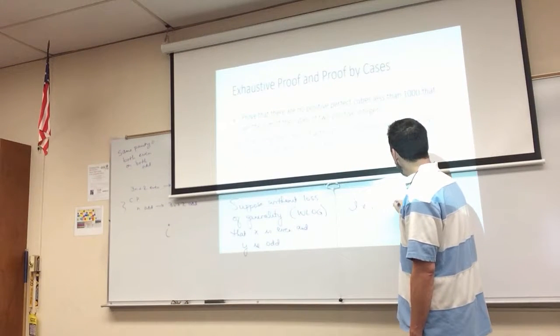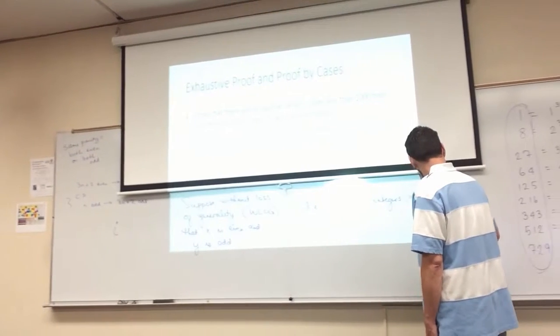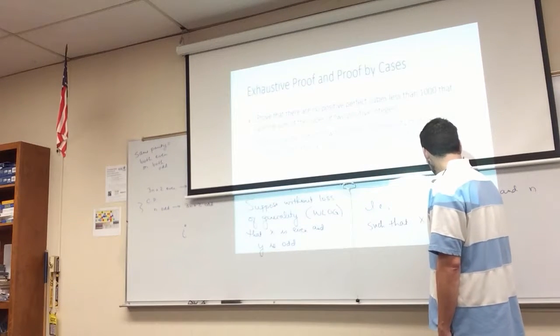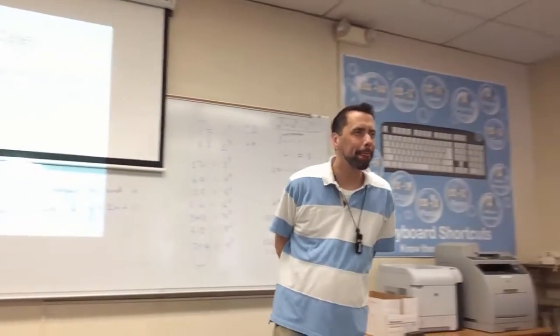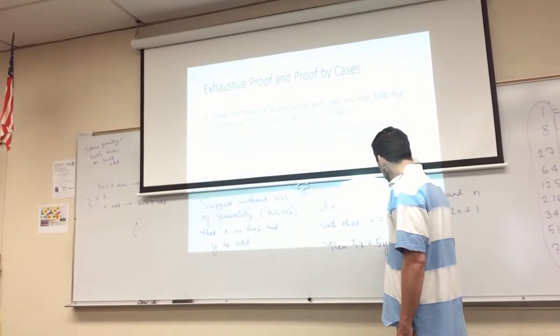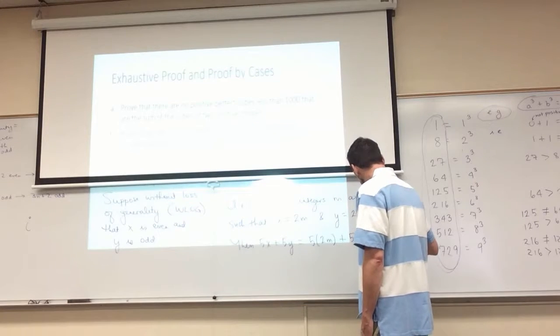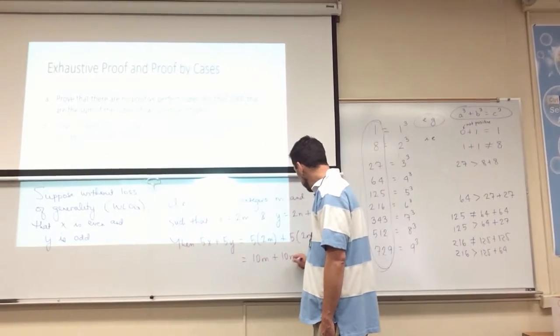Okay, there are integers, and I have to use two different ones. There are integers, let's call them m and n, such that x is equal to, x is even, right, 2m, and y is equal to 2n plus 1. Right? Then 5x plus 5y is equal to 5 times 2m plus 5 times (2n plus 1). And what is that? 10m plus 10n plus 5.